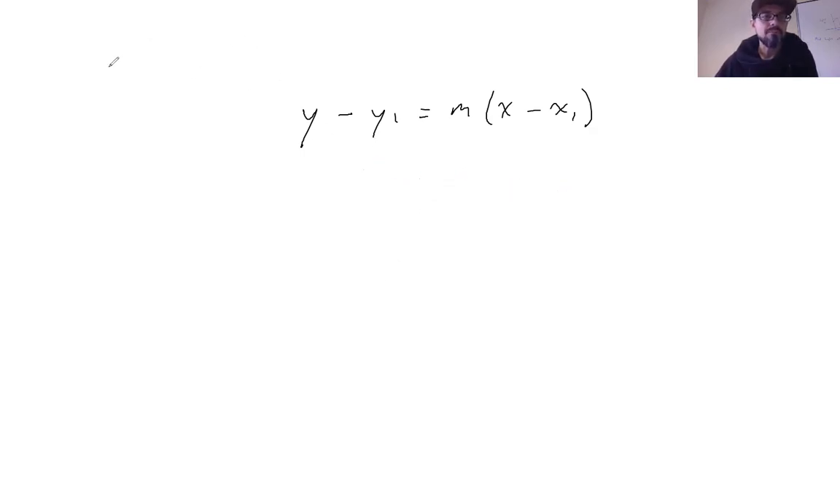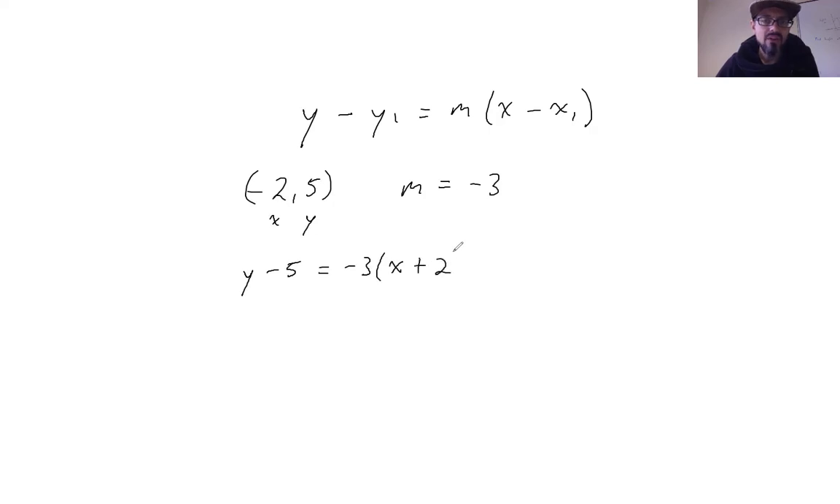It's quite simple. Let's take a point, (-2, 5), and we'll say that the slope is equivalent to -3. Hopefully you know that this is an xy coordinate, and this is the point in question. So here we go, follow along with me. We go y, opposite sign of the y value, equals slope, open bracket, x, opposite sign of the x value.